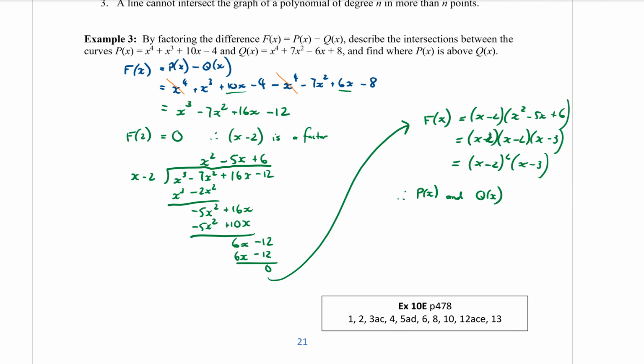So let's finish this little statement here. P of x and q of x are tangent at x equals 2 and cross at x equals 3. Okay, and that is it.